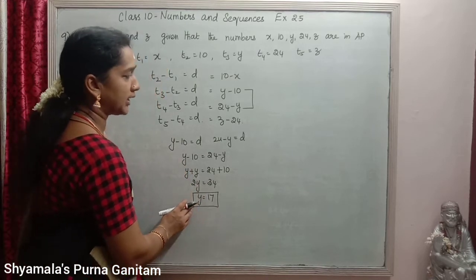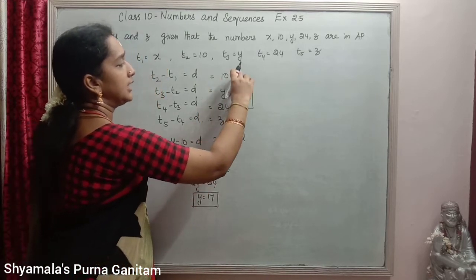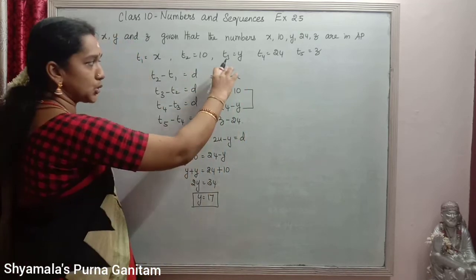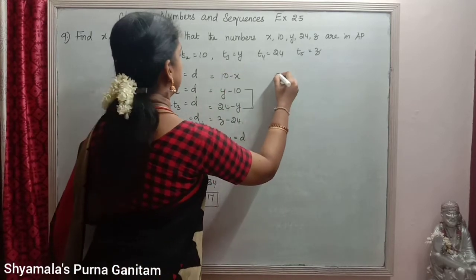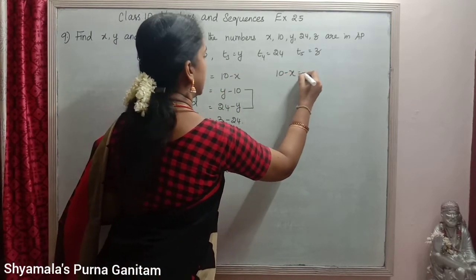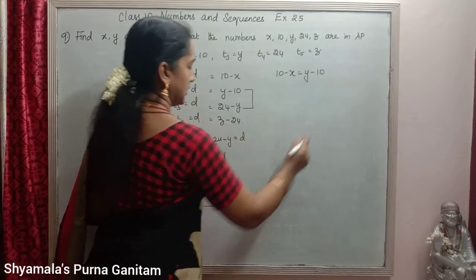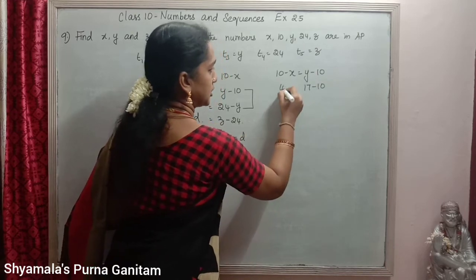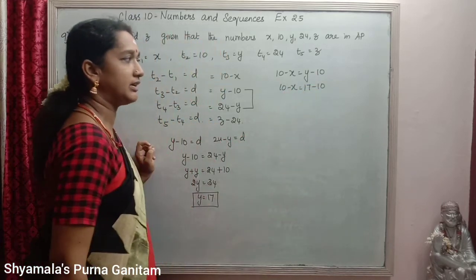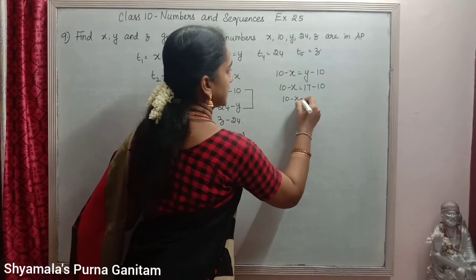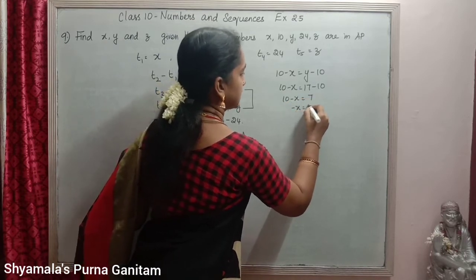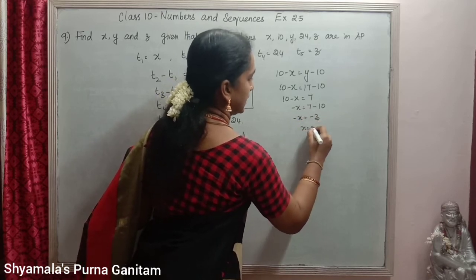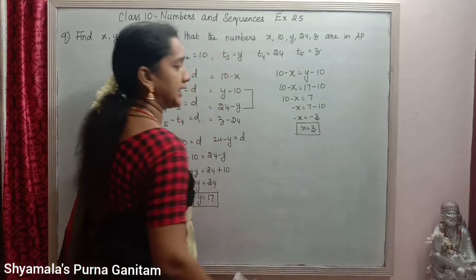Then this y value I'll be substituting in this equation, equating these two things, that is 10 minus x is equal to y minus 10. I got the value for y as 17. So 17 minus 10 I will substitute. 10 minus x is equal to 17 minus 10. So 10 minus x is equal to 7. Minus x is equal to 7 minus 10. So minus x is equal to minus 3. So x value I got it as 3.